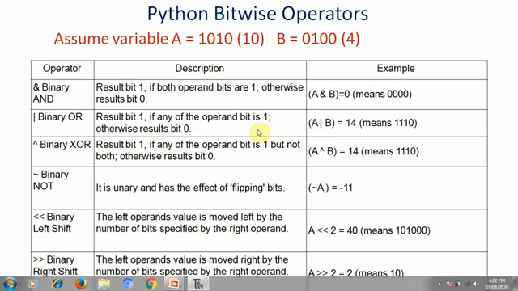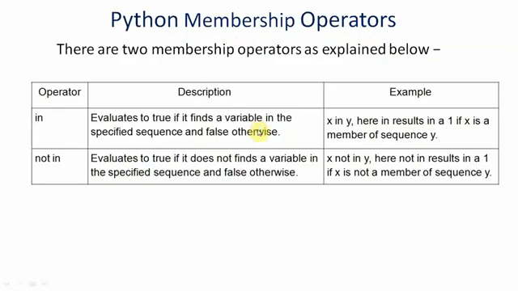The membership operators: there are two operators, in and not in. These operators are available only in Python. Python's membership operators check the presence of an element, object or value in the specified sequence, for example a list, tuple or string. The in operator evaluates to true if it finds a variable in the specified sequence and false otherwise.